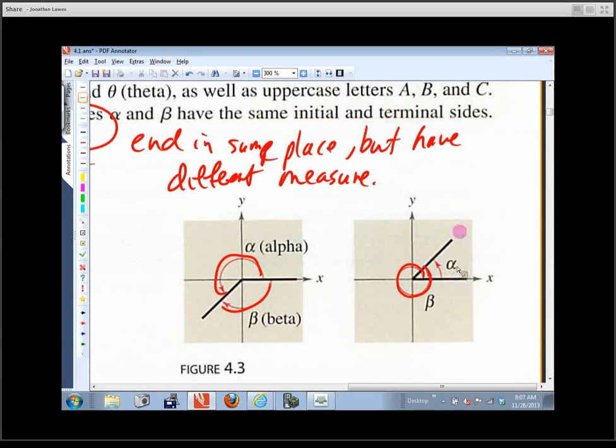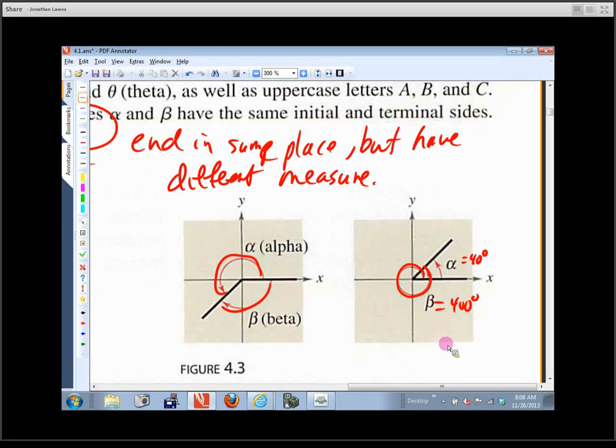So for instance, let's say alpha was 40 degrees. If I went all the way around, that's 360 degrees, and then 40 degrees more, beta would be 400 degrees. So those two are coterminal, even though they have different measures, because they end in the same place. That's why we call them coterminal. Both of them end in the same place. Their terminal side coincides. Any questions there?